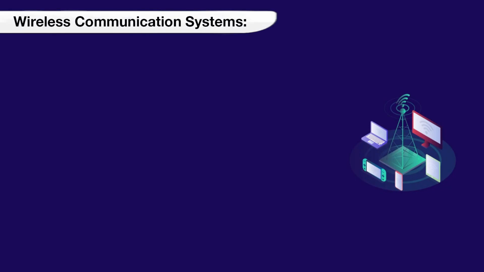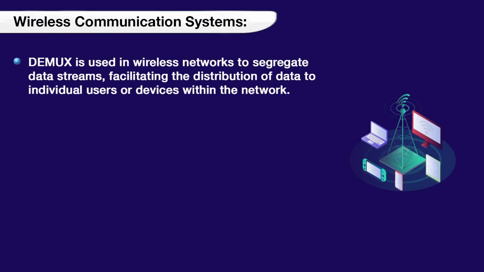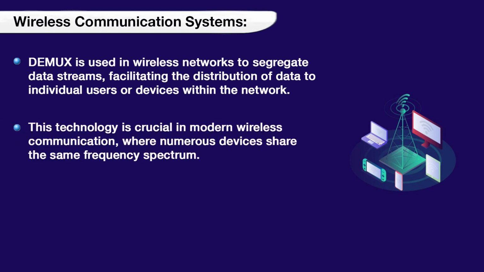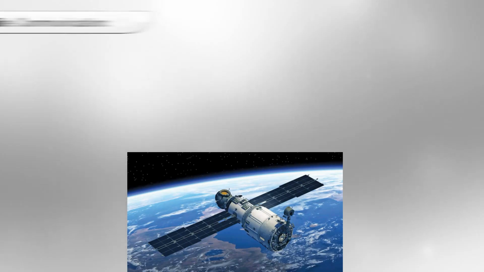Wireless communication systems. A demultiplexer is used in wireless networks to segregate data streams, facilitating distribution of data to individual users or devices within the network. This technology is crucial in modern wireless communication where numerous devices share the same frequency spectrum. Satellite communication.